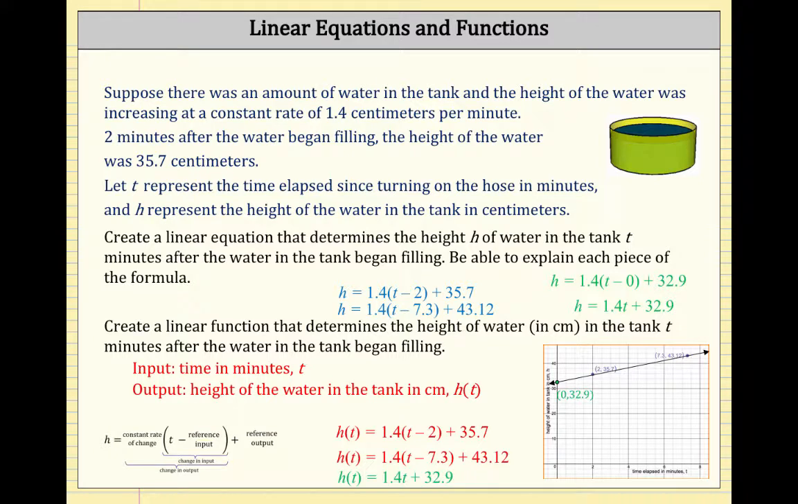We can also know that the corresponding function is h of t is equal to 1.4t plus 32.9. So again, we can see using an equation how to write it, and we can also see using a function how to write it.